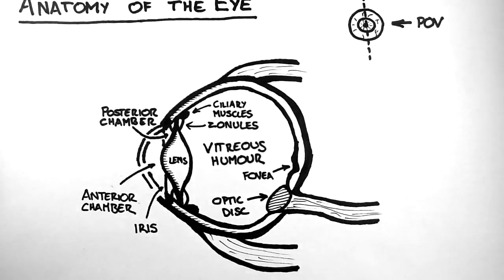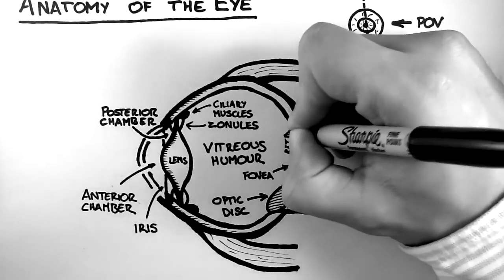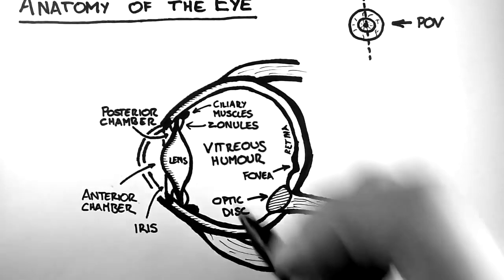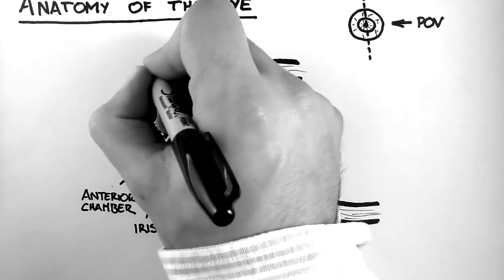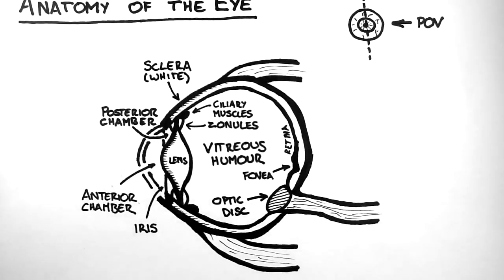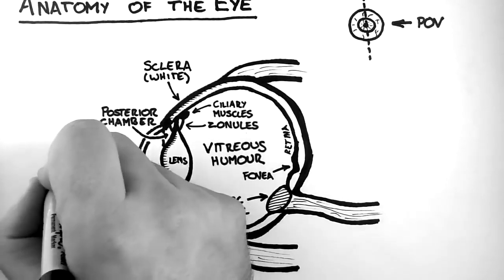Of course, I should also label this whole section as the retina, which is the part of the eye responsible for sensing light. Out here we have the sclera, which is the white part of the eye, and at the front we have the cornea, which is the clear part of the eye.